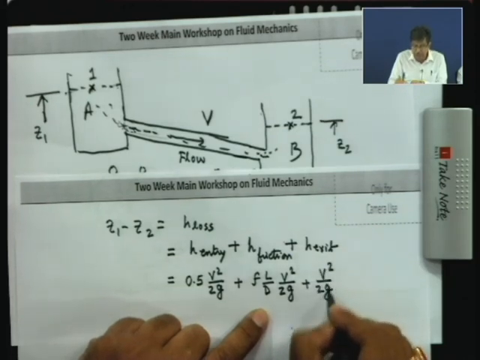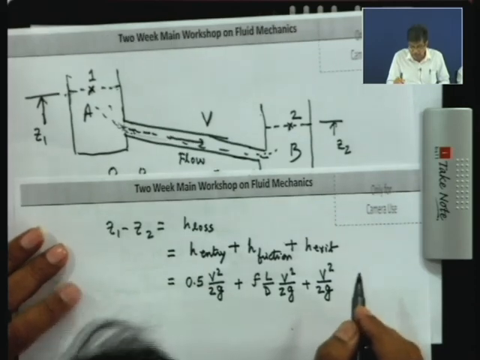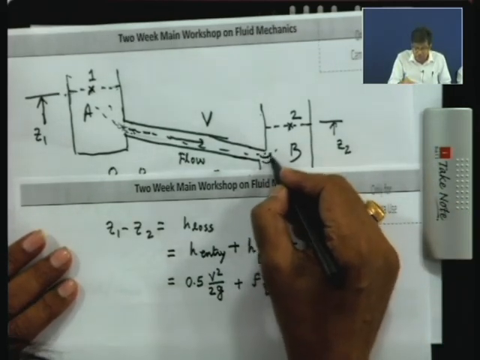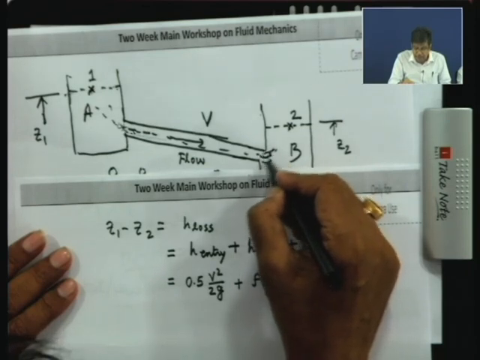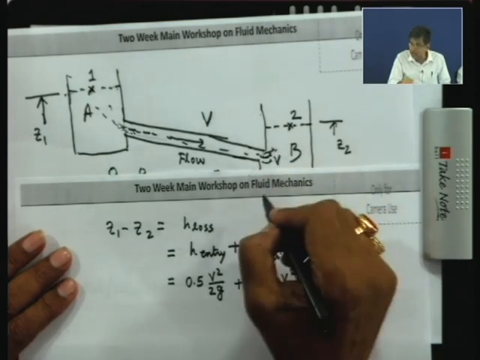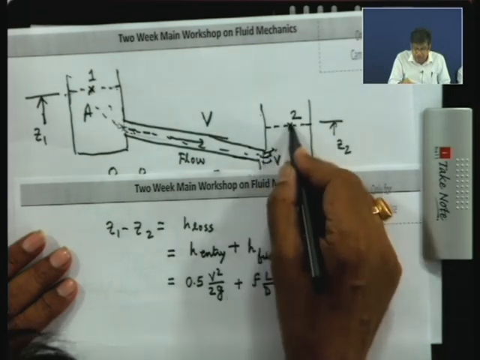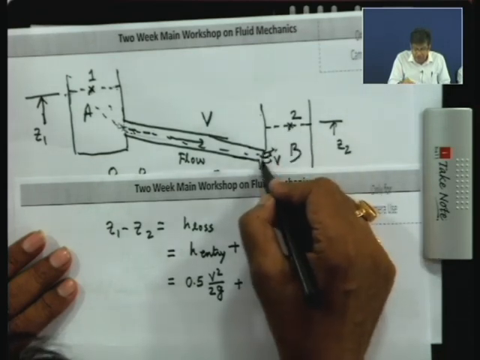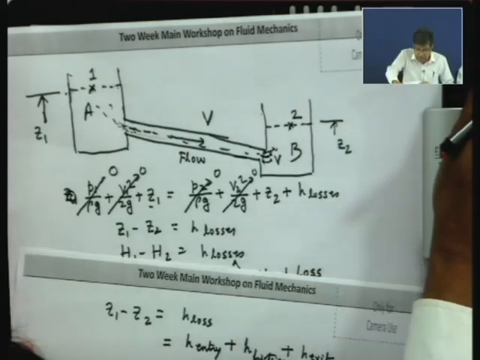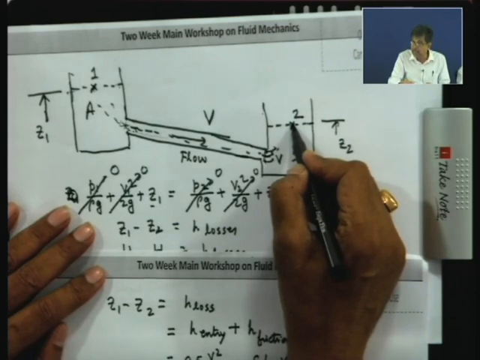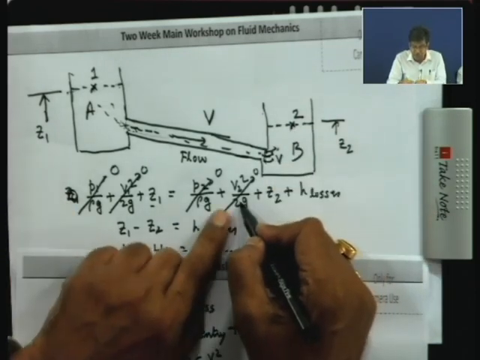You can understand this from the physical concept, which I will also explain now. Exit loss means that when the fluid is coming out, it comes with the velocity V. Now, if we write the energy equation or Bernoulli's equation taking this section 2, I could have written V2 square by 2g, not 0, because here the fluid has not come to rest.